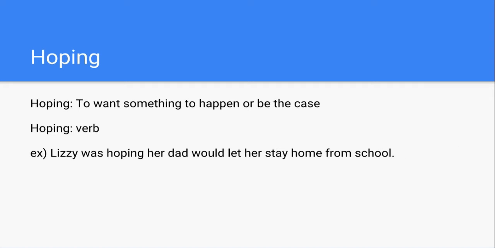So here's hoping. Hoping, to want something to happen or be the case. Hoping is a verb. So once again, verb is describing an action. And like if you're hoping for something. So that's a verb. So here's a little sentence with the word hoping in it. Lizzie was hoping her dad would let her stay home from school.